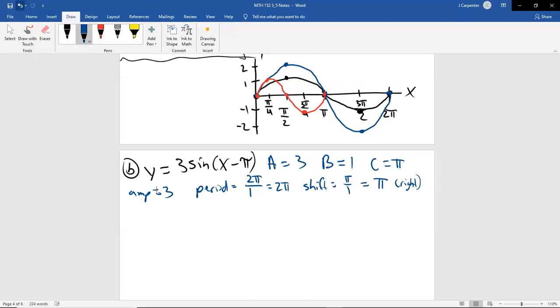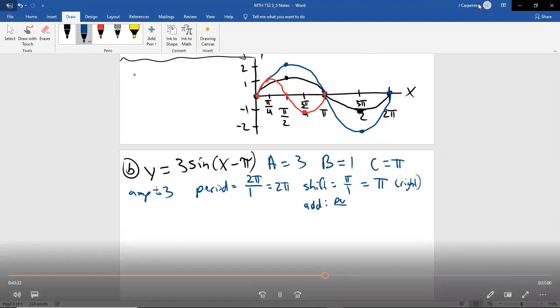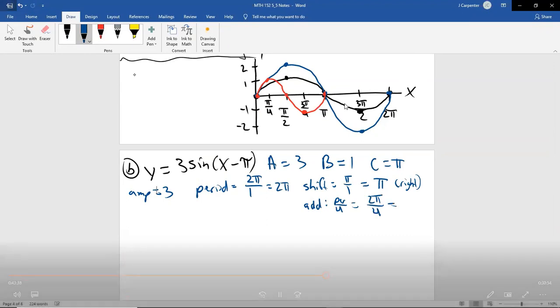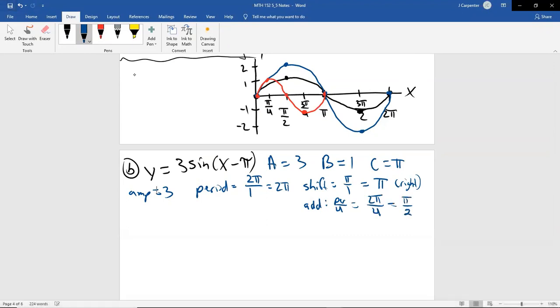All right, so once we do the amplitude, period, shift, we still need the add, which was the period over 4. The period here was 2 pi. 2 pi over 4 reduces to pi over 2. That is what we add 1, 2, 3, 4 times to get our second, third, fourth, and fifth points. You miss any of these details, and you're probably not going to be able to accurately make this graph.